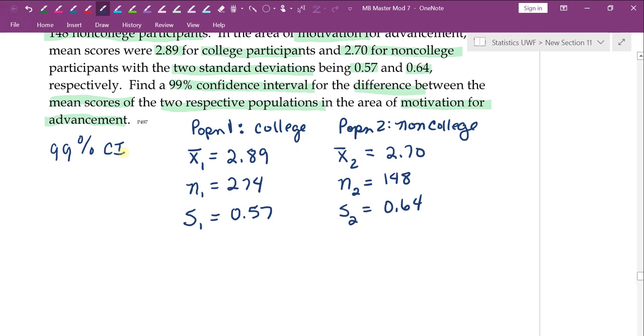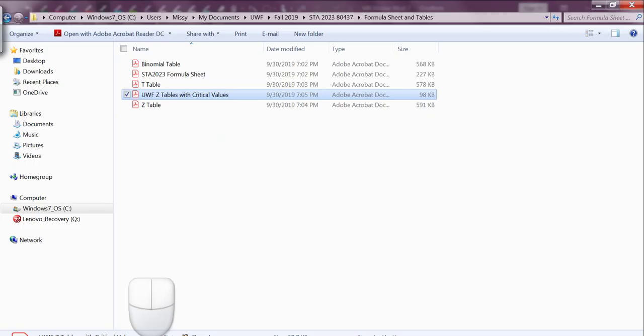Now, because we do not have our population standard deviation, we're going to be using our sample standard deviation. This means that we are going to be on a t distribution. So this is a t distribution. And we're going to be using our sample size for the smaller of the two populations. So our degrees of freedom is going to be equal to, in this case, n sub 2 minus 1, which is going to be equal 147. And we're going to be 99% confident. So let's go ahead and pull up our chart down here.